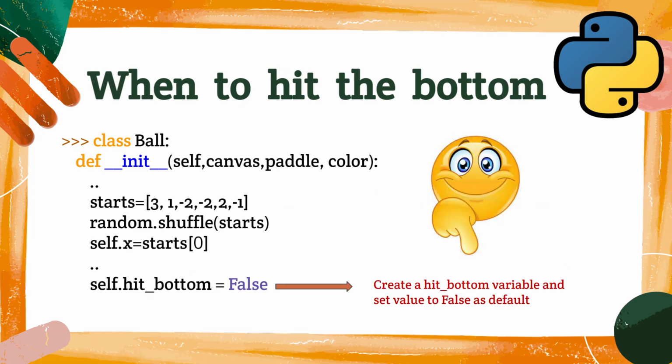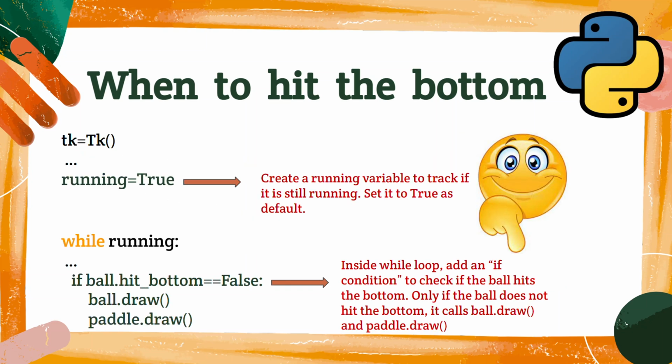Next, let's create a variable to check if the bouncing ball hits the bottom. First, create a hit bottom variable and set its default value to false. Next, let's create another running variable to keep track if the game is still running. Set it to true as default.